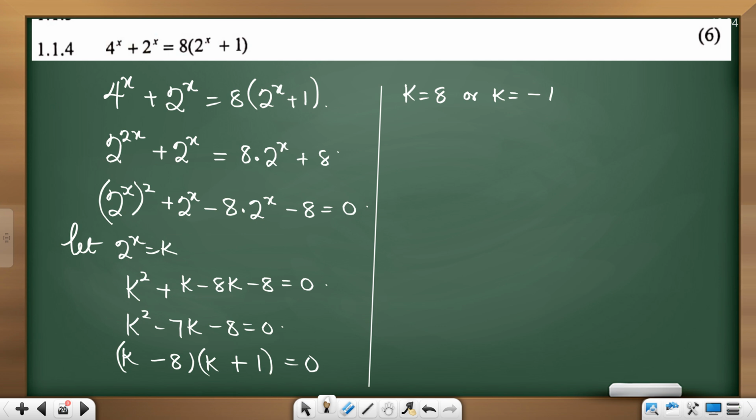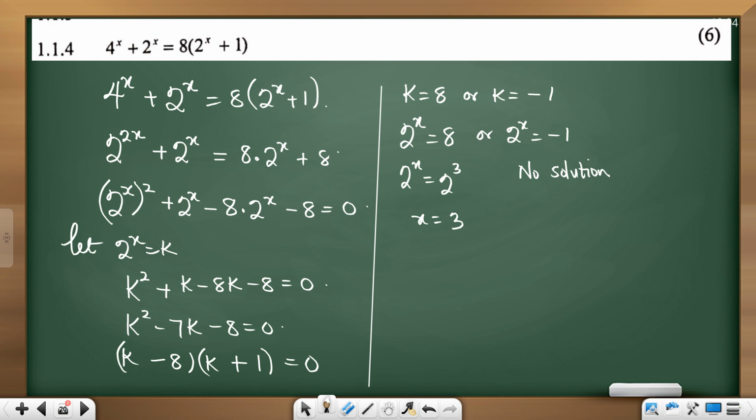What is k? k is 2 to the power x. So 2 to the power x equals 8, or 2 to the power 3. Or 2 to the power x equals negative 1, where there is no solution. Some of you got it right. 6 marks. Are we okay? I've got 2 hands up there. I've got Bokan.